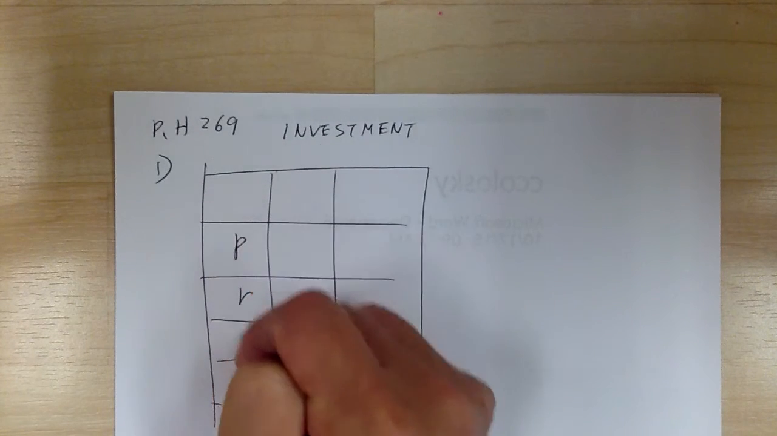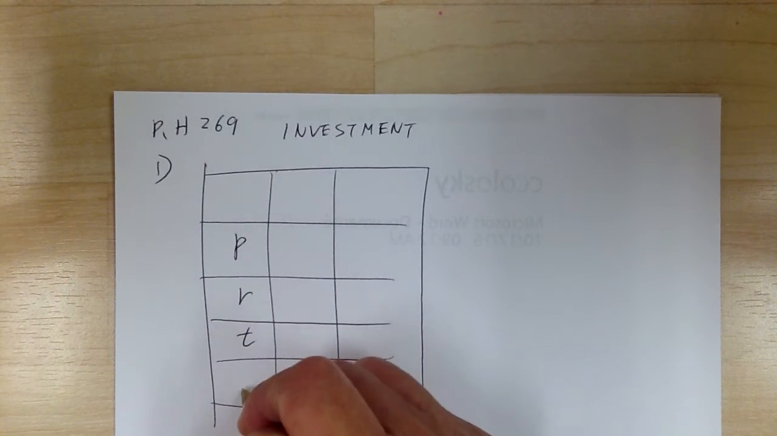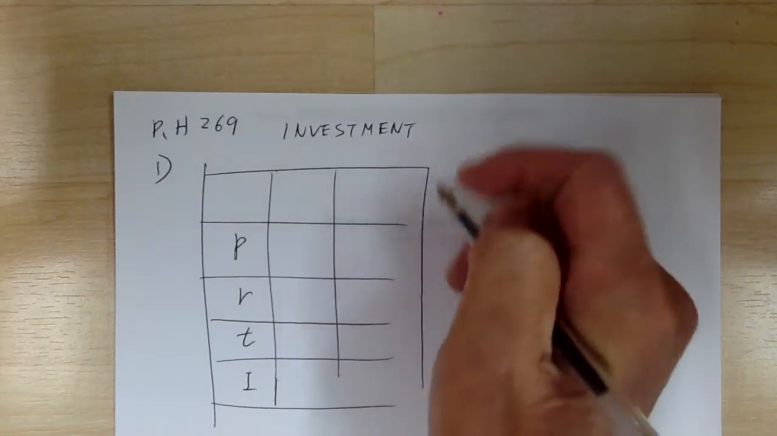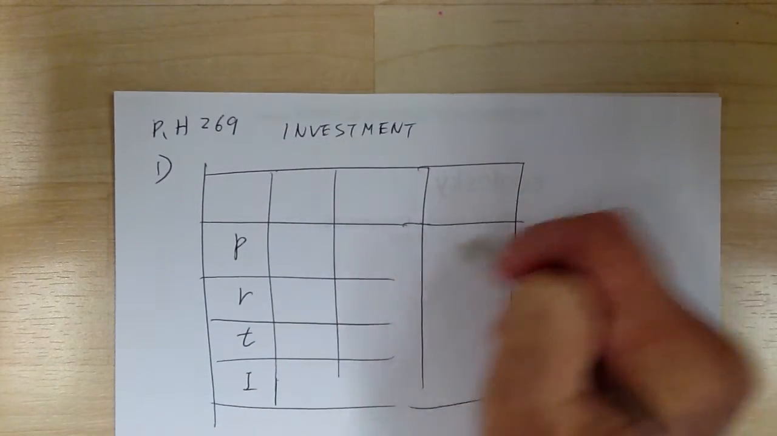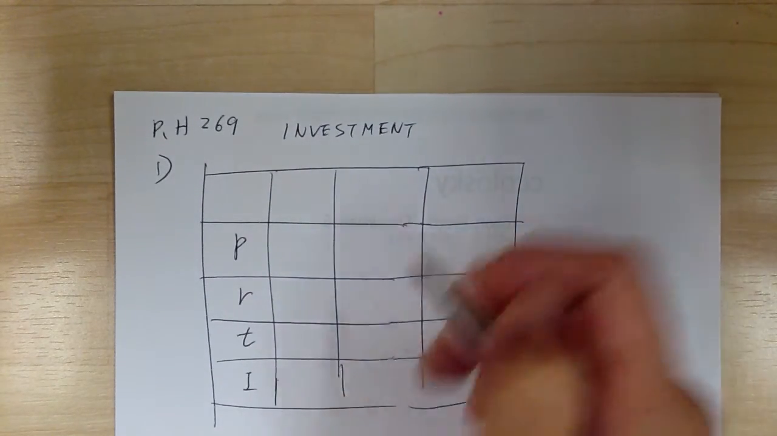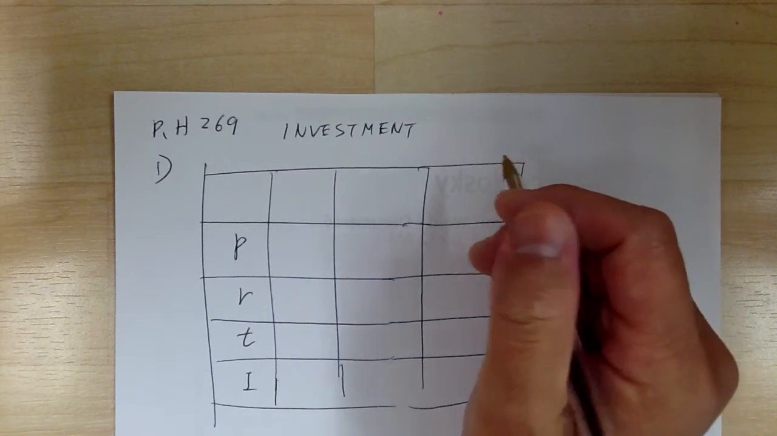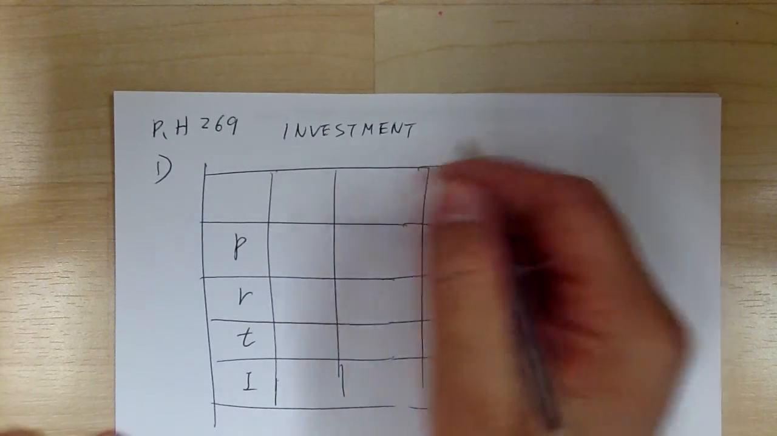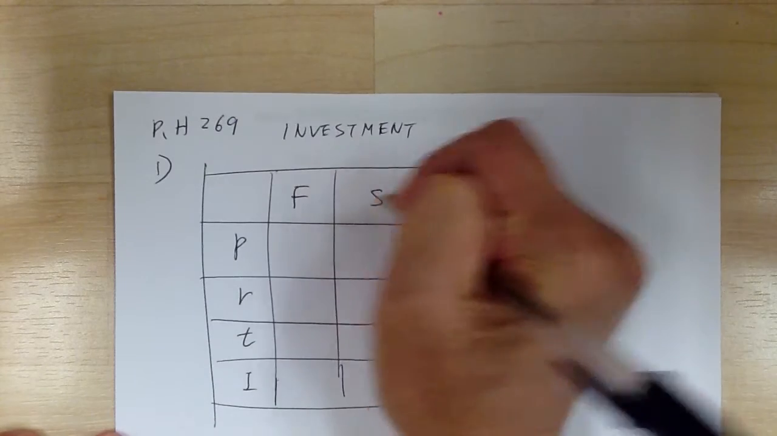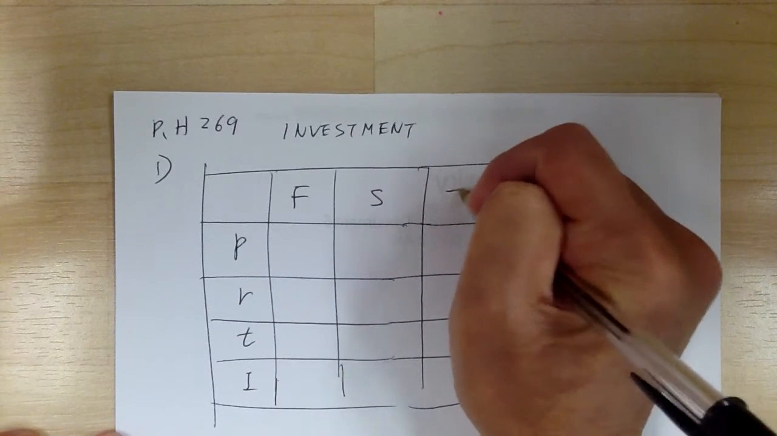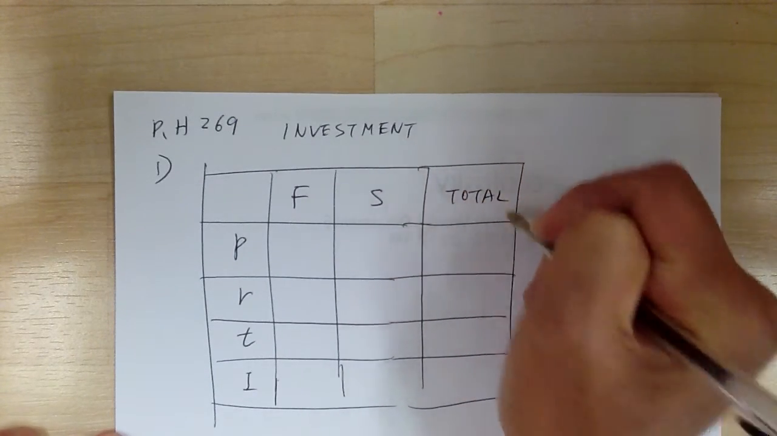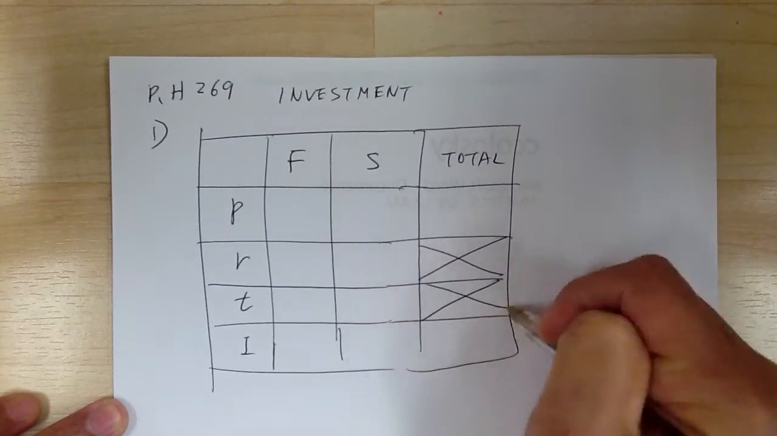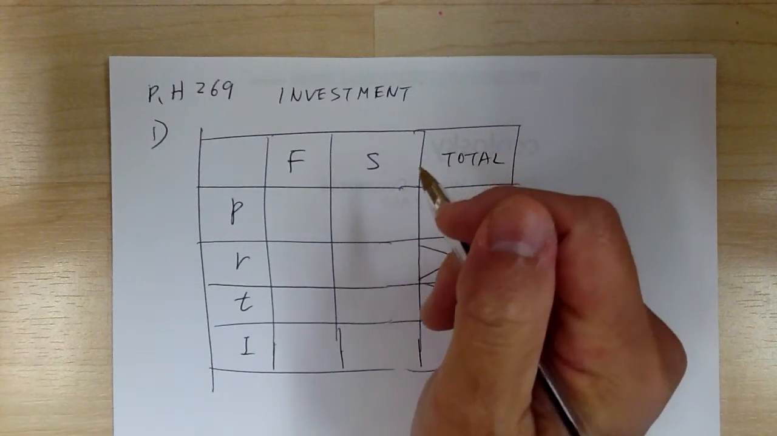So it's P-R-T-I, and so you read through, and you have 2 different accounts. It doesn't say what is what, so you just use first and second, and this is the total. And this one you don't fill in those 2 blanks. So let's go and read.